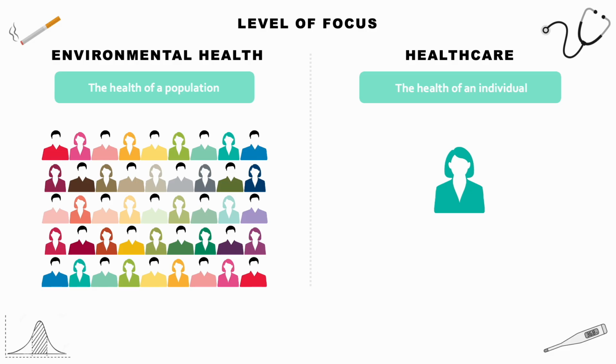As with other public health disciplines, environmental health and healthcare share the common goal of improving health, but they differ fundamentally in their level of focus. Thinking about health at the population level can seem abstract. To draw parallels between the healthcare of an individual patient and that of a population, let's look at how we evaluate health at both levels.